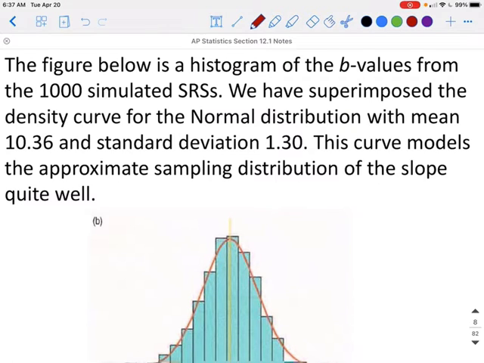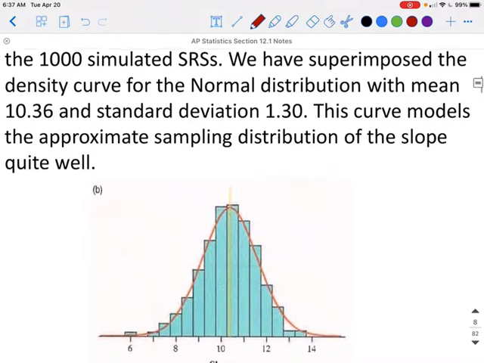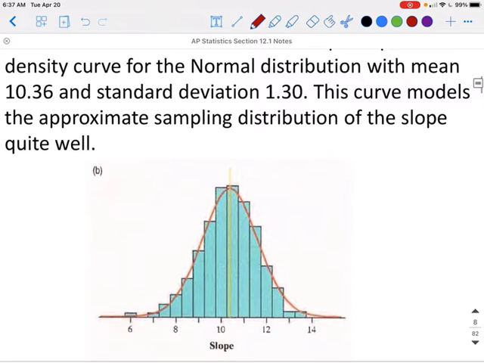The figure below is a histogram of the b values from the 1,000 simulated simple random samples. We have superimposed the density curve for the normal distribution with a mean of 10.36 and a standard deviation of 1.30. This curve models the approximate sampling distribution of the slope quite well. As you can see, the curve is what the normal distribution should be if the standard deviation was 1.3 and the mean of our histogram was 10.36. So it fits that data very well.